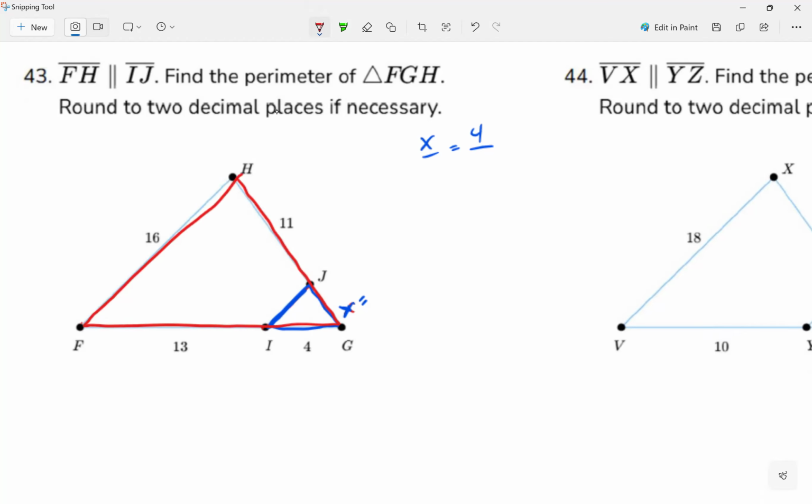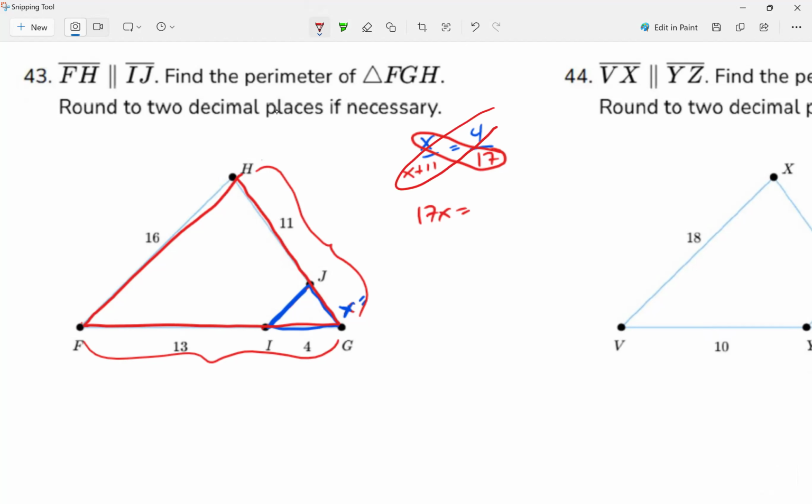I'm going to use the sides. I know X is corresponding with X plus 11. So I'm looking at this whole side, X plus 11. And then for 4, I'm looking at this whole side. I'm going to call it 4 is corresponding with 17, right? Because 13 plus 4 gave me 17. Okay, I got to solve for X here. So let me cross multiply. 17 times x is 17x. Now here, 4 times x and 4 times 11 will give me 4x plus 44.